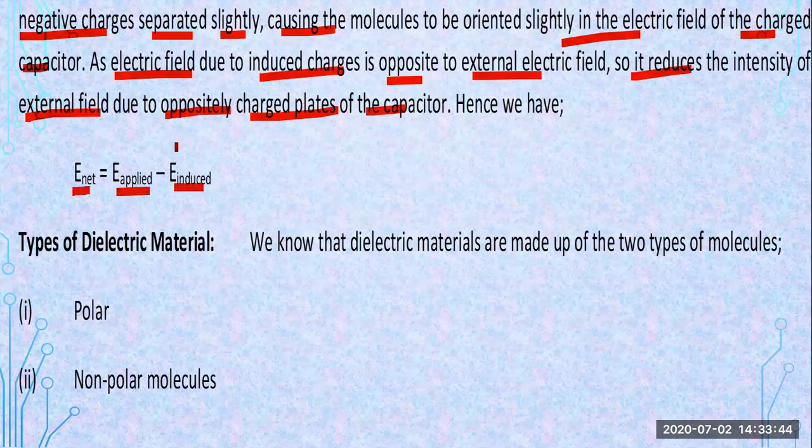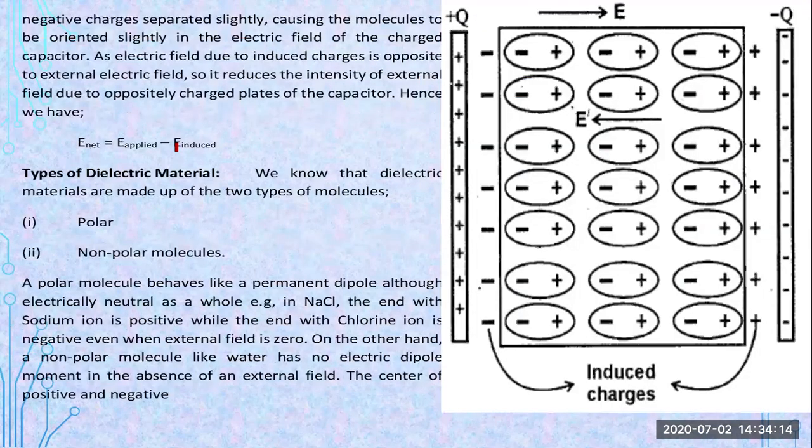So here we have discussed the possible magnitude of the electric field. It will be less than the strength of the actual field produced by the two oppositely charged plates, because the induced electric intensity due to the induced charges, due to the polarization, reduces it. So here it is.